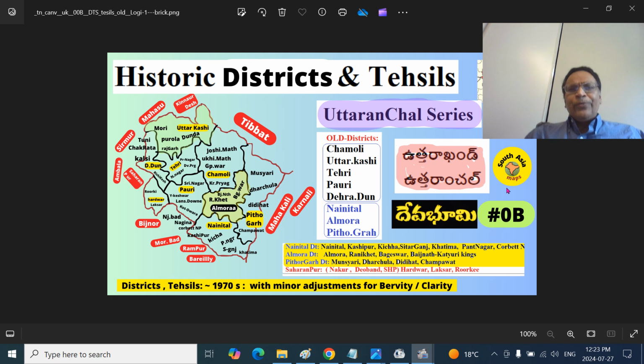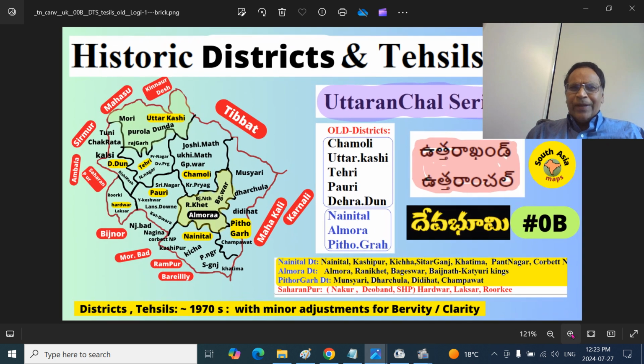Mitronam, we are today continuing our fascinating exploration of UttaraKhand, UttaRanchal, that is Devabhu. The point of today's discussion is we'll be exploring some historic districts, jilas, and also some TEHSILs of UttaRanchal, Uttarakhand. I have taken only historic districts.